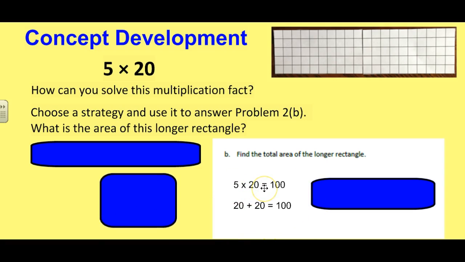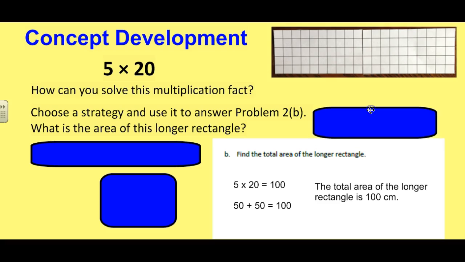So you could have just done 5 times 20 equals 100. Or I wrote this down wrong. You could have done 50 plus 50 equals 100, since we knew that with our two different rectangles it was 50 and 50, and that gave us 100. So the sentence I was looking for is the total area of the longer rectangle is 100 square centimeters. So make sure you have your equations that you used and the sentence telling me what the total area of this longer rectangle is before you move on.